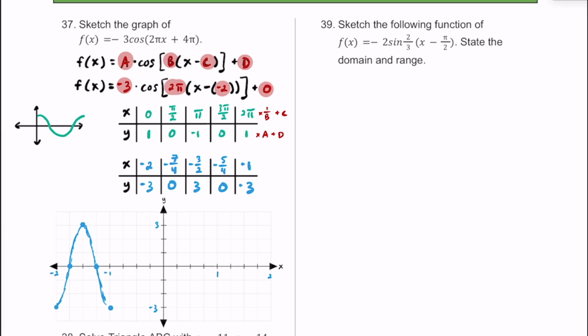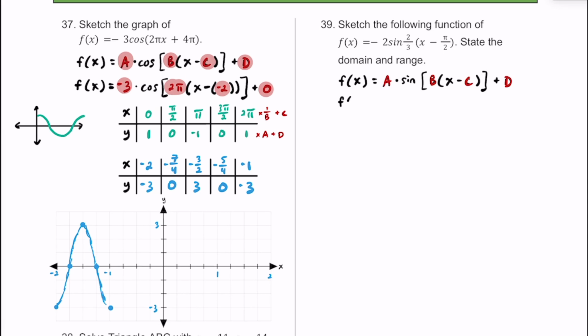All right, in 39, let's go ahead and sketch the following function: f of x is negative 2 times sine of 2/3 times the quantity of x minus pi over 2. And let's go ahead and state the domain and range. All right, so similar to our function earlier with the cosine graph, let's go ahead and use the same format for our sine graph here.